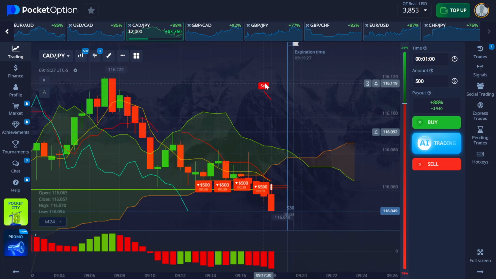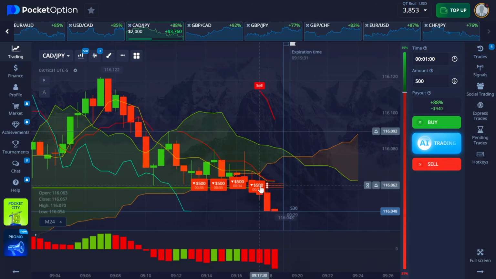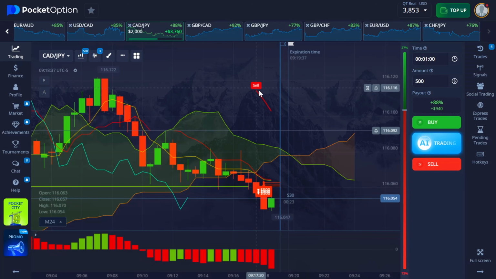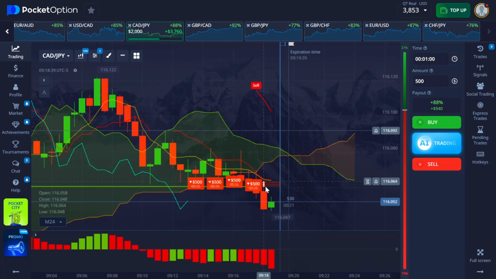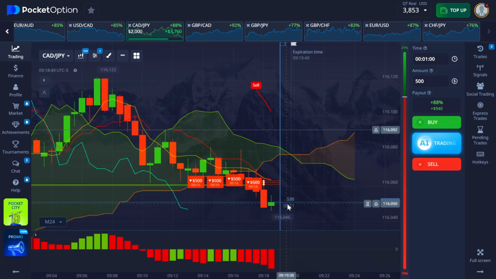Then I noticed Super Trend wasn't above the price. What did I do? I ignored the trade, and then I noticed Super Trend appear, so I took the trade right here. See what I'm saying? And this is the level of discipline you have to learn and master.